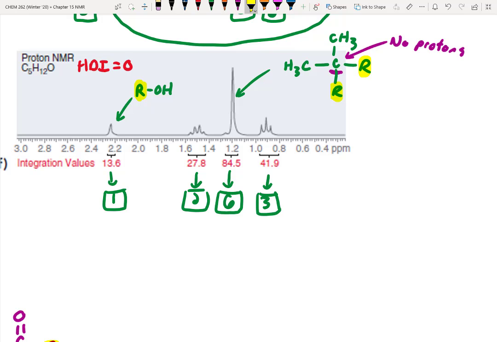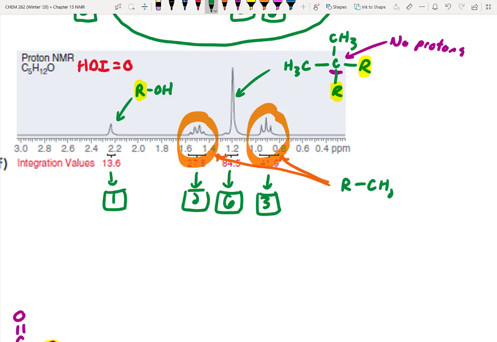All right, and then we need to account for these remaining pieces over here. So we've got a 2 to 3 quartet and triplet. What the heck could that be? Yeah, quite often you start seeing these patterns, right? When you've got a quartet and triplet in a 2 to 3 ratio, that's a big clue that it's an ethyl group. So maybe over here, maybe it's something like that.